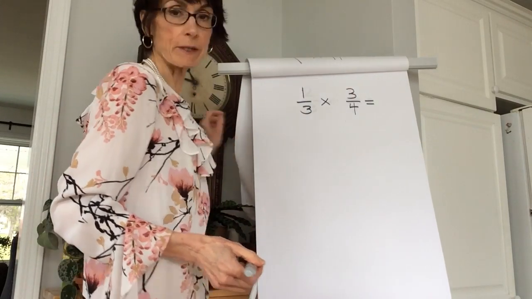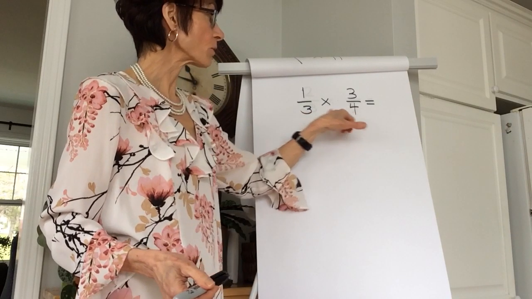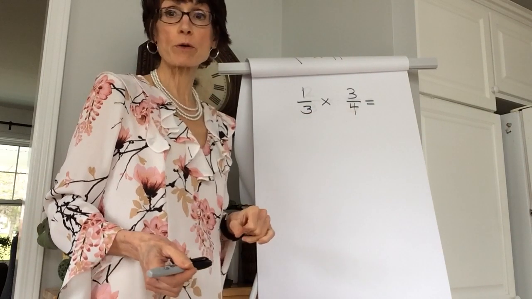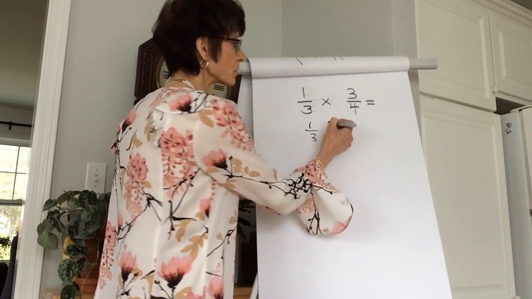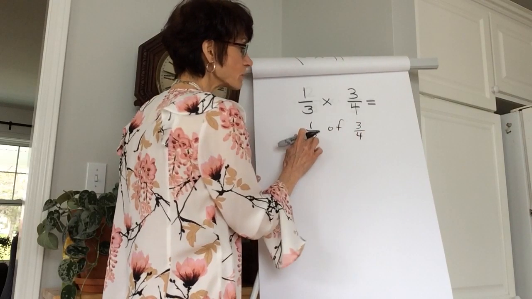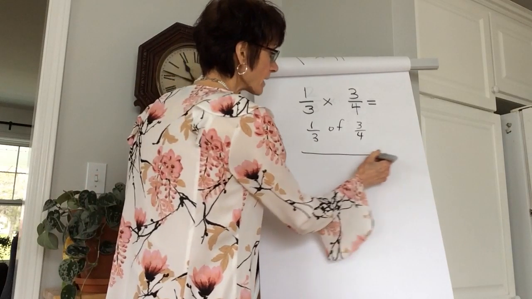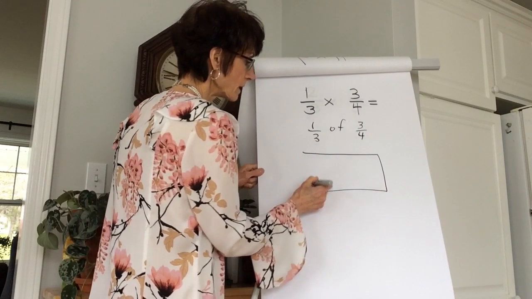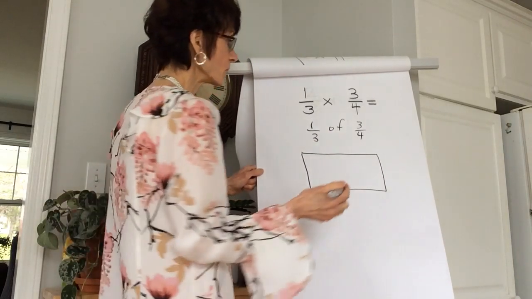So let's try one, okay? So here we have 1/3 times, or multiplied by, 3/4. And we said this is the same thing as saying 1/3 of 3/4. So what we're trying to find is what is 1/3 of 3/4. So we're going to start with a rectangle first. And since we're trying to find something of 3/4, our rectangle is going to be of 3/4.